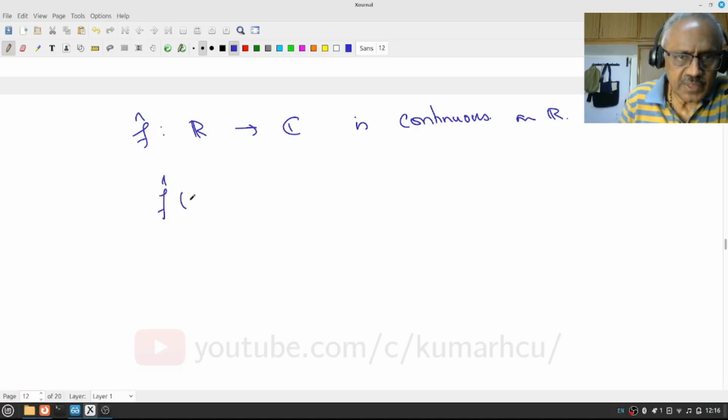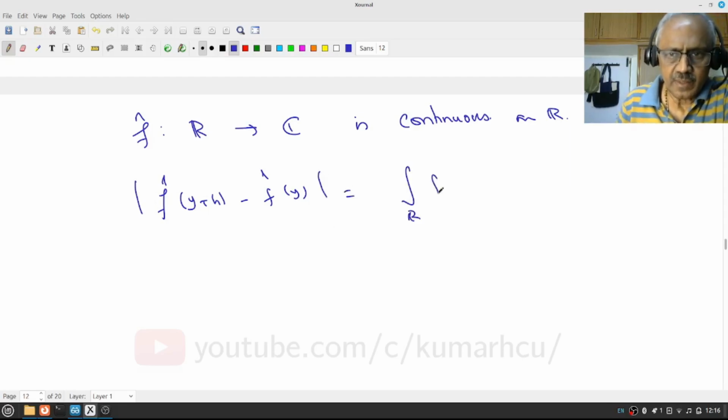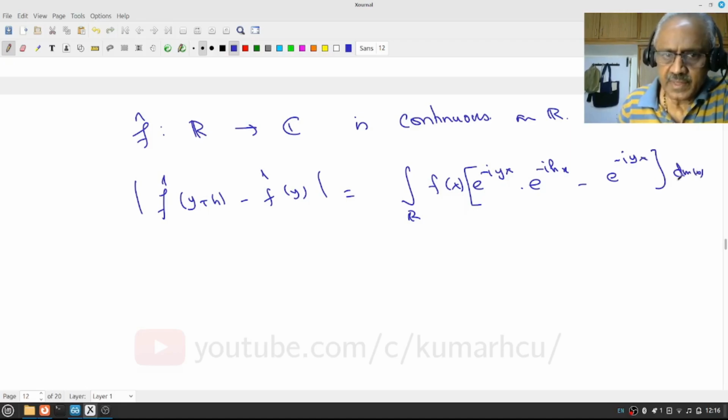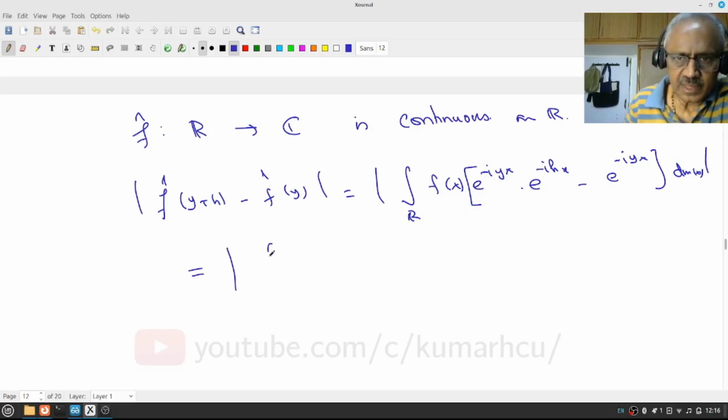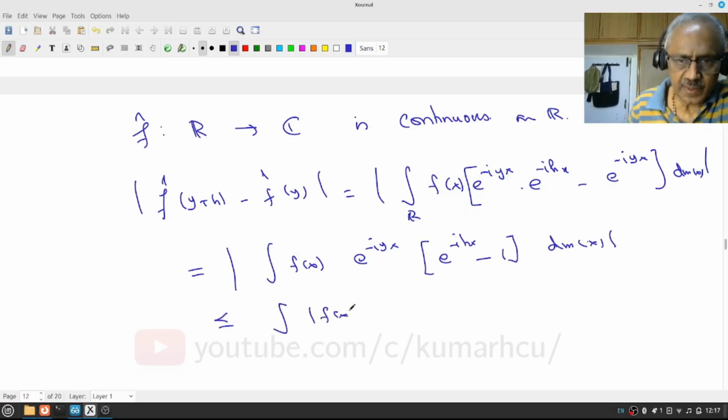So let us look at f hat of y plus h minus f hat of y. I want to estimate this. By definition, this is the integral over R of f of x e power minus i y x into e power minus i h x minus e power minus i y x. Do you understand how I did this? I used linearity of the integral. Keep the modulus outside; I will do it later. This e power minus i y x is a constant, so I can take it out. Therefore it is e power minus i h x minus 1 into dm x, in modulus. But that will be less than or equal to, as we know, mod f of x into the modulus of this, which will be 1. Therefore it's the integral of mod f of x times modulus of e power i h x minus 1 dm x.